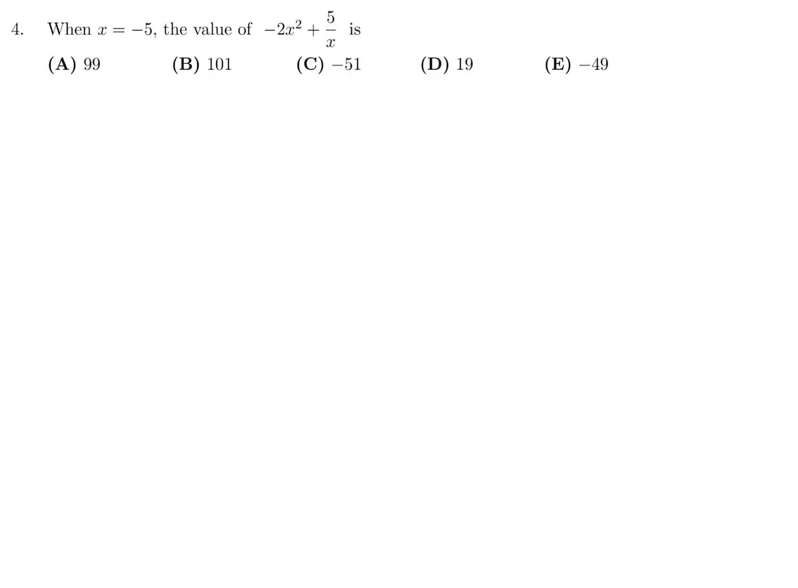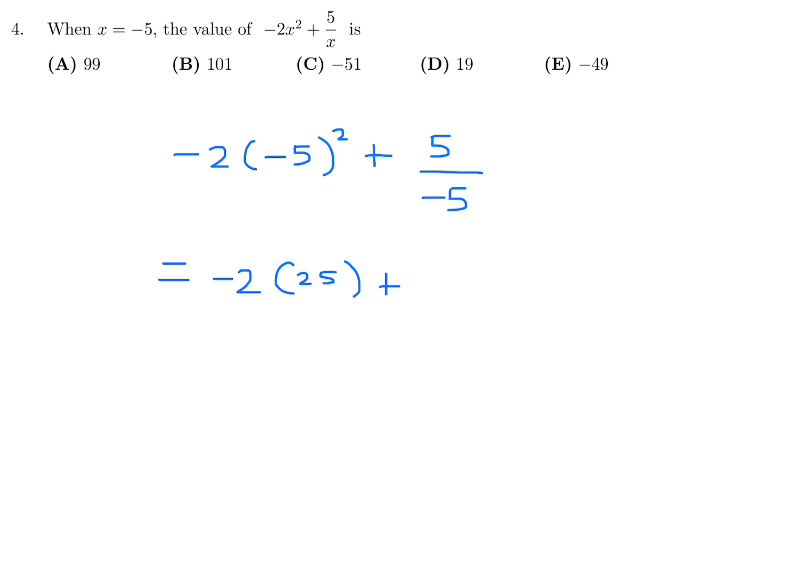When x is negative 5, the value of minus 2x squared plus 5 over x is minus 2 times negative 5 squared plus 5 over negative 5. So negative 2 times negative 5 squared is negative 2 times 25. 5 over negative 5 is just negative 1. So we've got negative 2 times 25, which is minus 50, minus 1, and that is minus 51. So number 4, the answer is C.